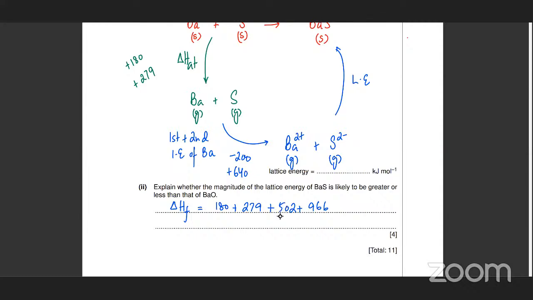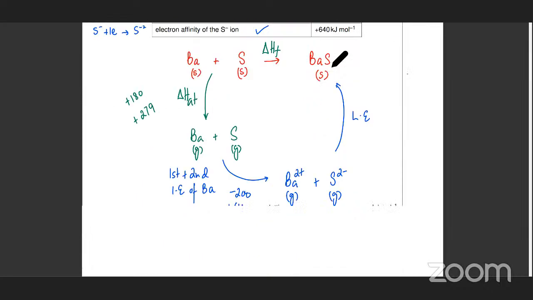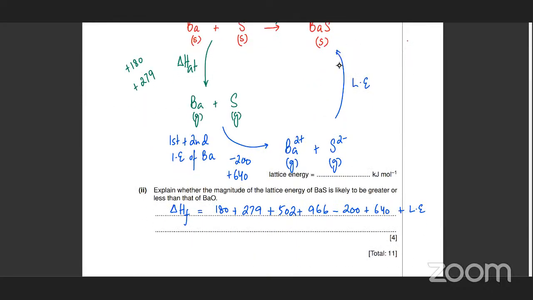So -200 plus there is 640 and plus there is lattice energy. Now in this case the enthalpy of formation is also given, that's given as -460. So ये first वाली value that's also with you. Sir, we get -2827.